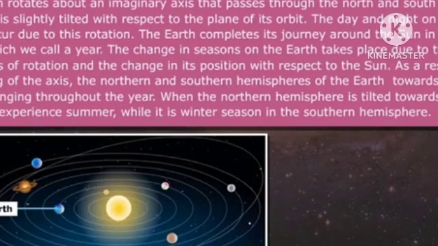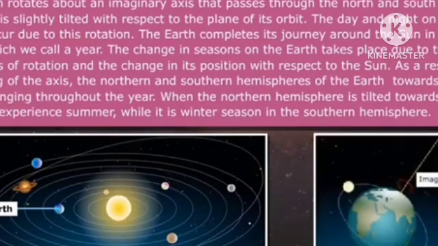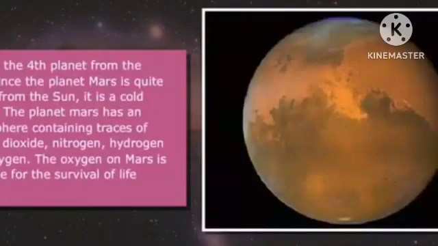The change in seasons on the Earth takes place due to the tilting of its axis of rotation and the change in its position with respect to the Sun. As a result of the tilting of the axis, the northern and southern hemispheres of the Earth towards the Sun keep changing throughout the year. When the northern hemisphere is tilted towards the Sun, we experience summer, while it is winter season in the southern hemisphere. Mars. Mars is the fourth planet from the Sun.